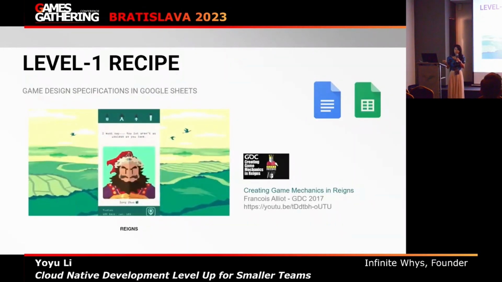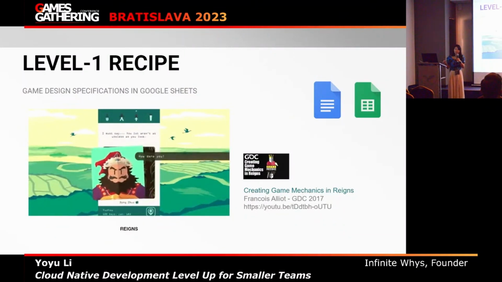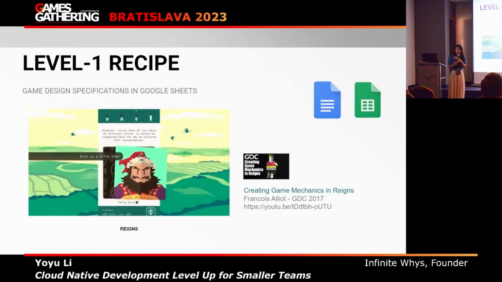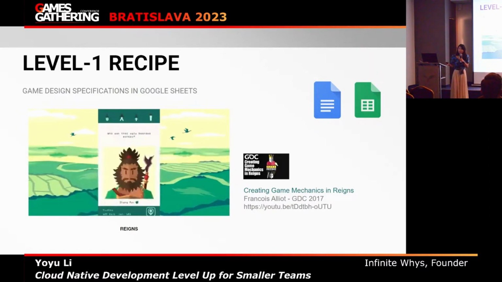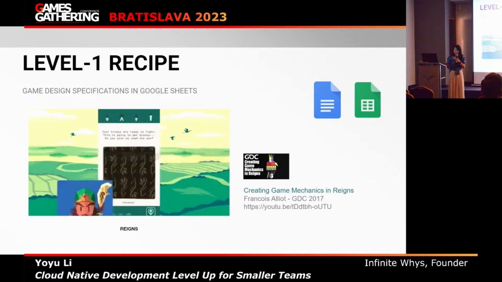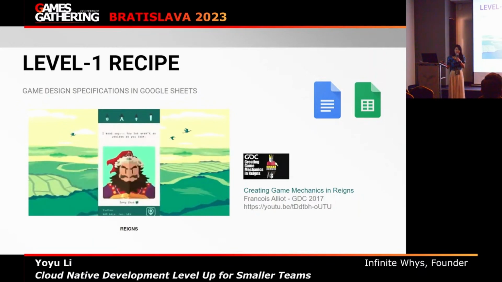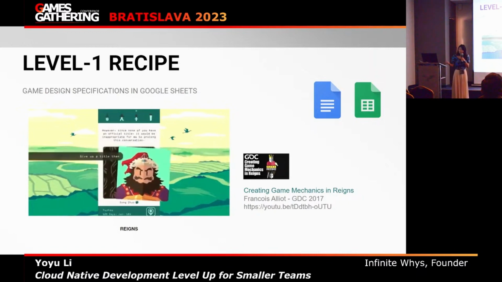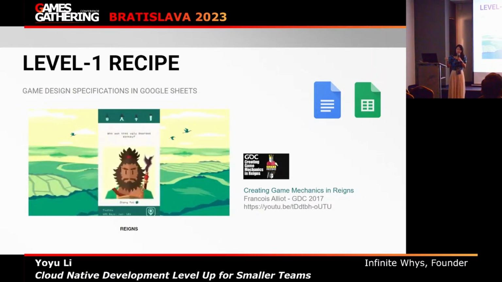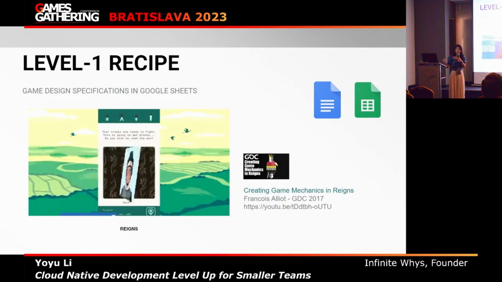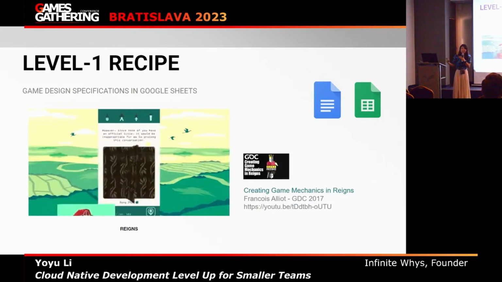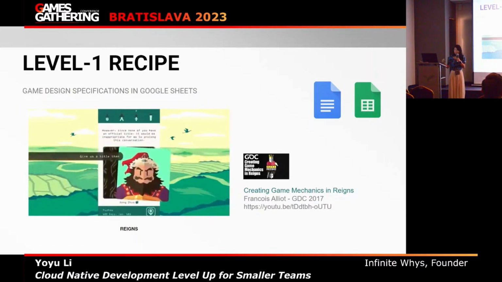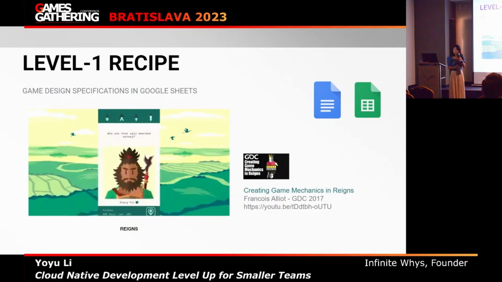Another basic recipe in level 1, which I believe a lot of game devs are already using: you can have your game design specification in Google Sheets. An example is Rings. Rings is a narrative mobile game, and all the data that Rings uses is defined in a huge spreadsheet. I'm not going to go very in depth into what is inside the spreadsheet, but if you are interested, you can check out Francois, the designer of Rings, and his talk at GDC 2017, some years ago.